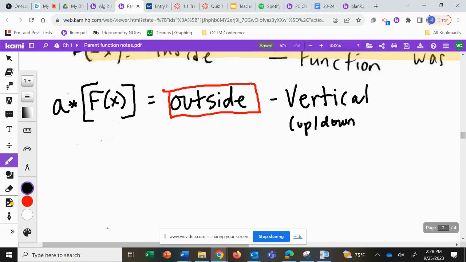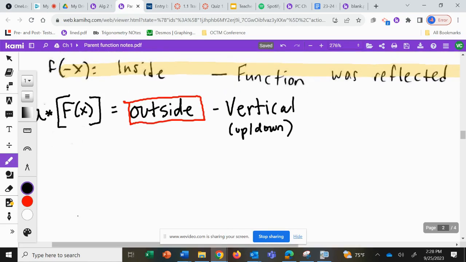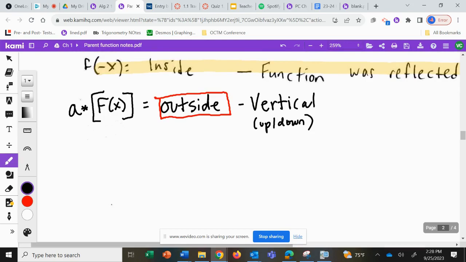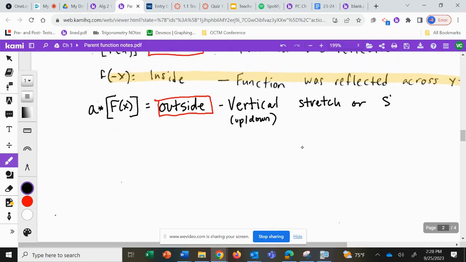So vertical, if we have anything on the outside, it's vertical. This is going to be an up and down thing, vertical. We're multiplying by a number. This is going to give us either a stretch or a shrink. This is where we're going to figure it out.